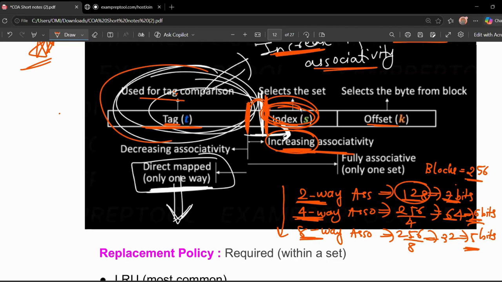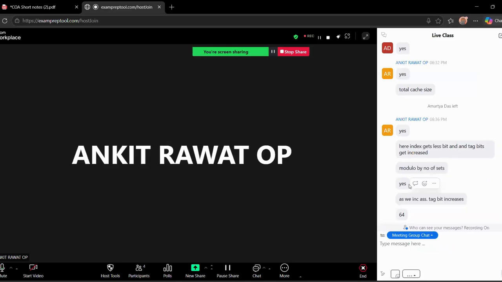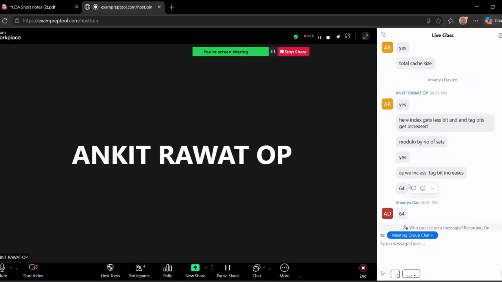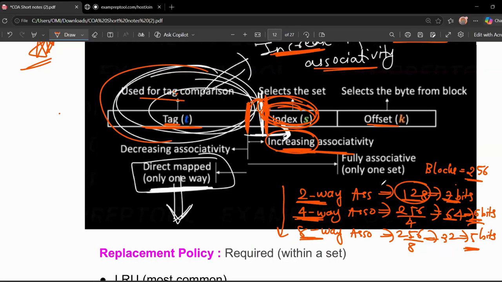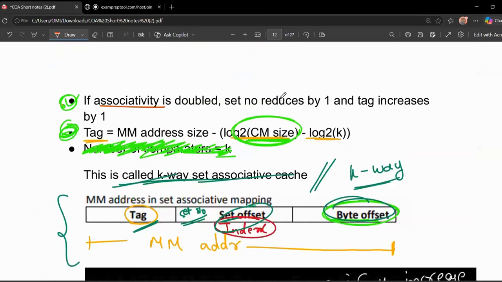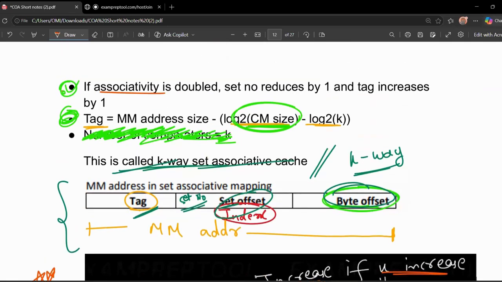If the index bits decrease, then someone has to increase to maintain the equilibrium. If one thing is decreased, then the other has to increase to maintain the equilibrium. Yes or no? So if index bits decrease, then tag bits will increase, right? So this is one important concept, and that's what is written here.